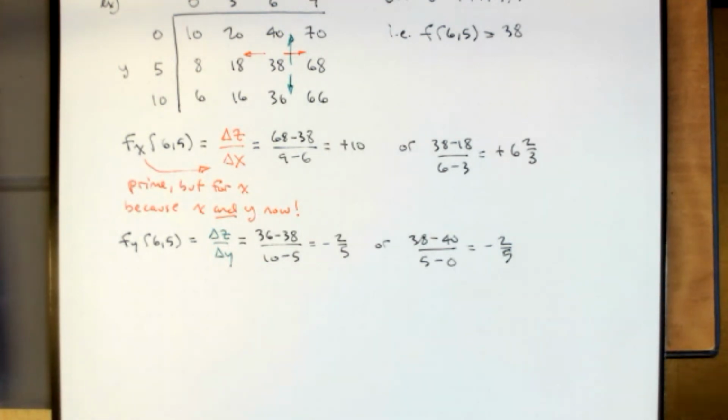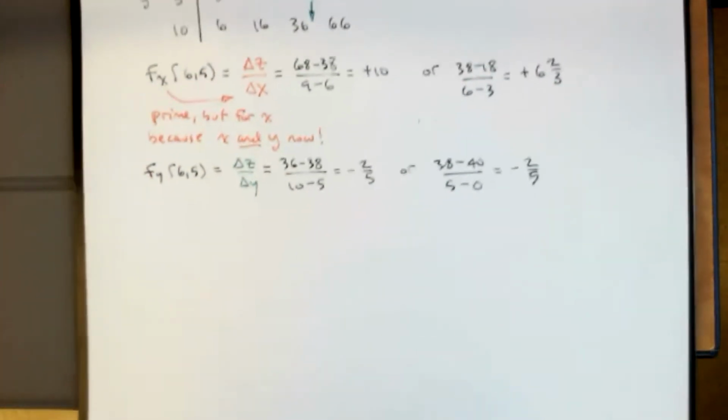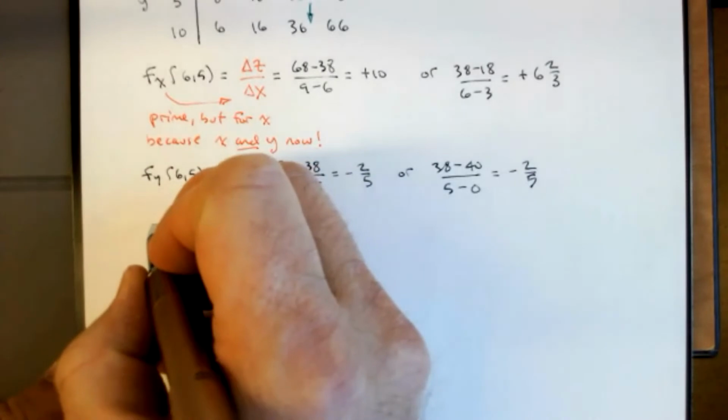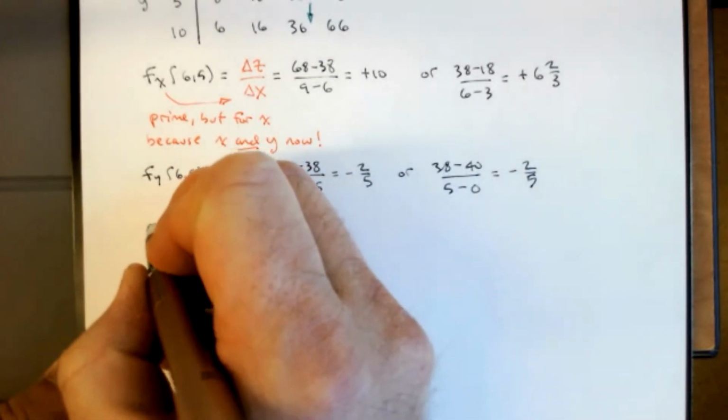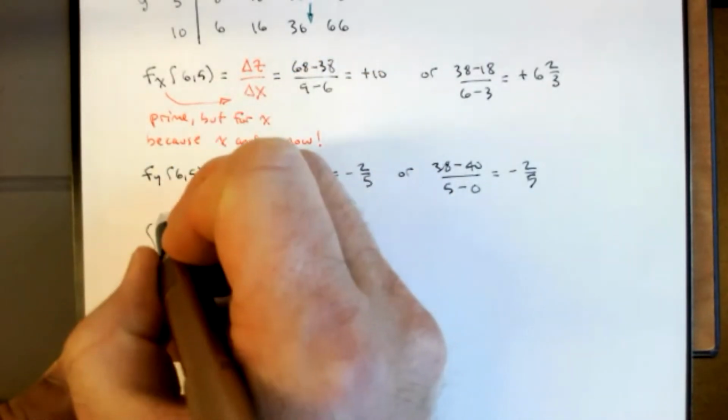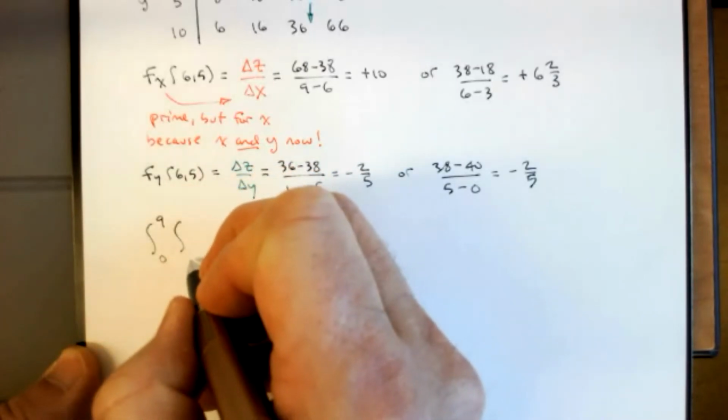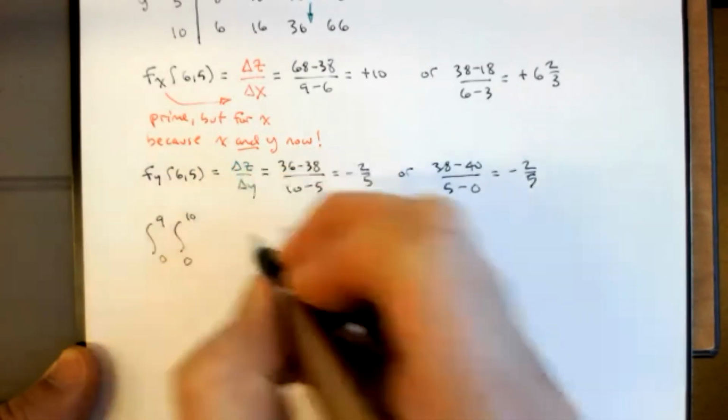Now, the other thing is going to be, what is the area under the curve? Well, that question, since we don't have a curve, we have a surface, and we don't have an interval, we have a region, has to be modified. What is the volume under the surface and above the region? So x is going from 0 to 9, and y is going from 0 to 10.